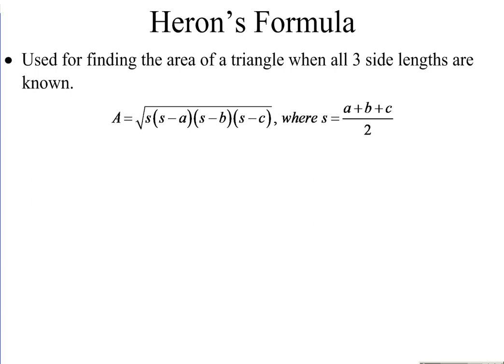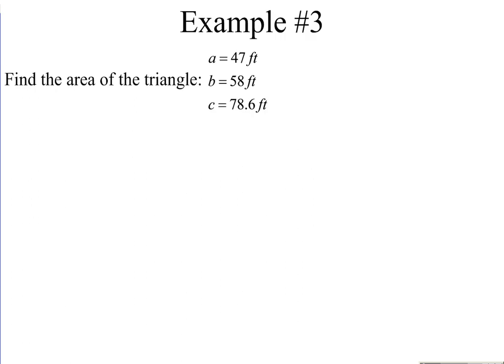So the first thing we need to do is add up the three sides, divide by 2. That's our value of S. Then simply plug into that formula, and you have the area. So in this case, we know 3 side measures. First thing we need to do, find the sum of those 3. Divide by 2. Our value of S is going to be 91.8.